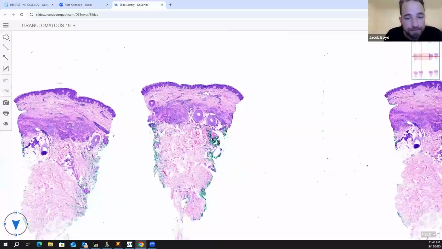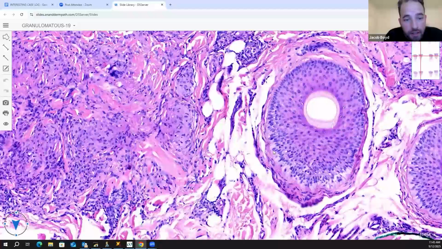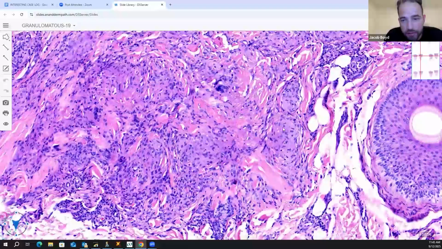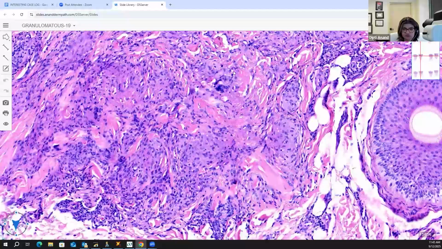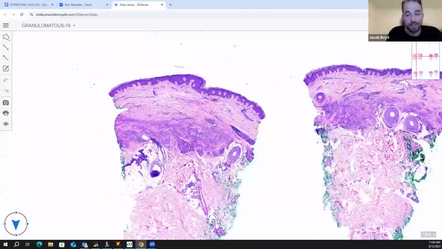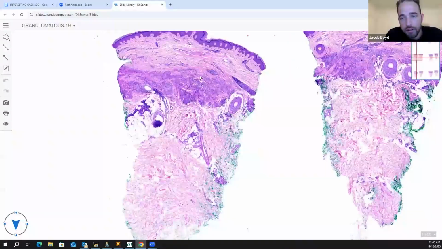I can take this one. Okay. So they look like naked granulomas there in the dermis, sort of sarcoidal. I didn't see any foreign bodies. There could have been, but I didn't see any.